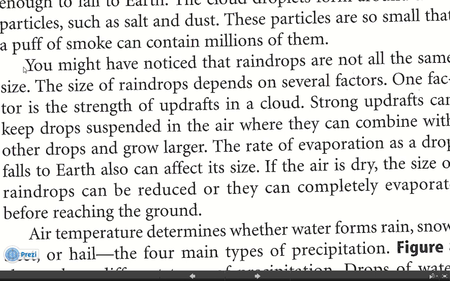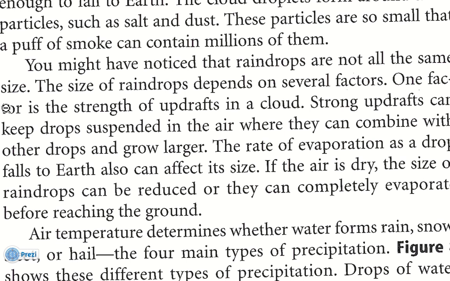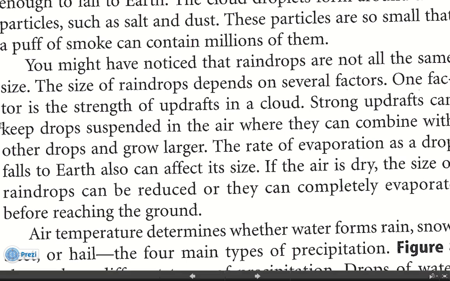You might have noticed the droplets are not all the same size. The size of raindrops depends on several factors. One factor is the strength of updrafts in a cloud. Strong updrafts can keep drops suspended in the air where they can combine with other drops and grow larger. The rate of evaporation as a drop falls to earth also can affect its size. If the air is dry, the size of raindrops can be reduced or they can completely evaporate before reaching the ground.